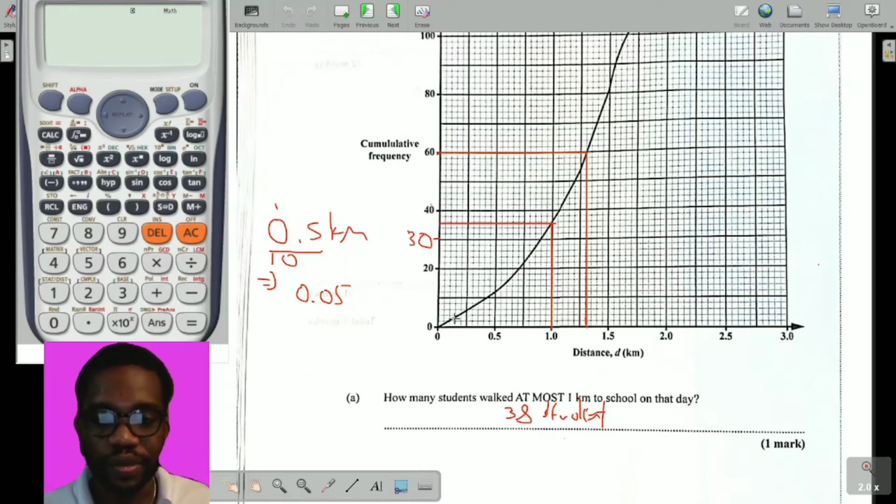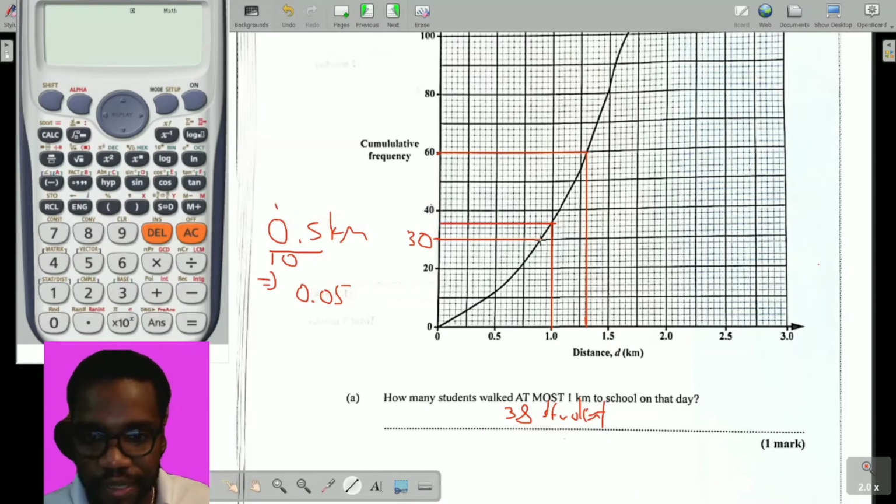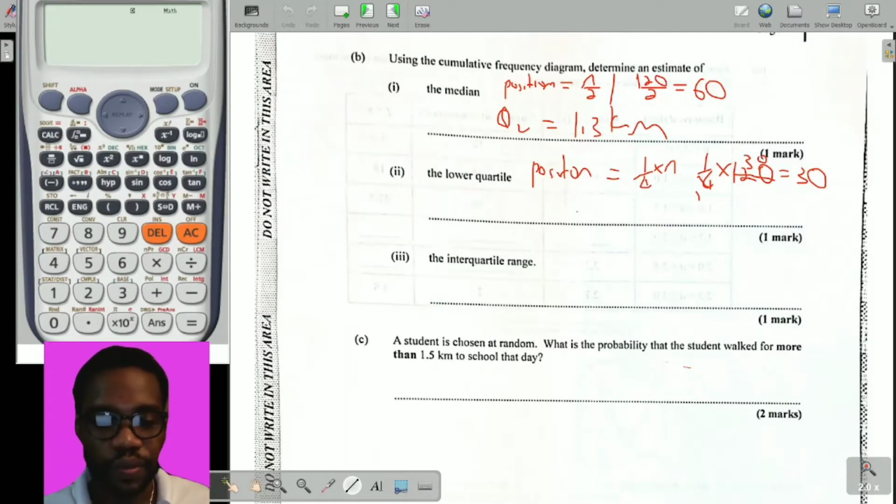Alright, so let's pull this down here. Well, notice we even put it on already because we don't even use it to estimate. So I'm going to go to 30. I'm going to go right across here. Once I hit the graph, I stop. And then I'm going to go down. Alright, good. So if this is 0.5, you're going to have 0.6, 0.7, 0.8, 0.9 kilometers. So this is going to be 0.9 kilometers. Do not leave off the unit.